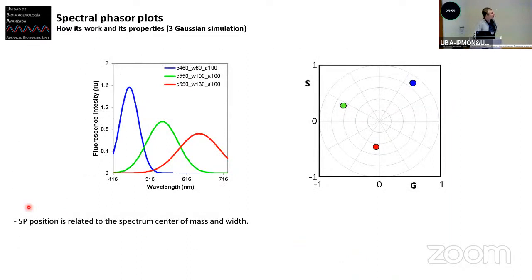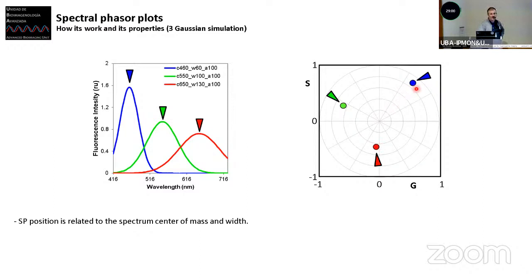So how does it work? If we simulate three spectra with different maxima and with different full width at half maximum, how broad they are, and transform them, the blue will come earlier because it's closer to the beginning of the period, and it will have a distance from the center which is farther than any other because its spectrum is narrow. So as they become greener or redder, you see that it's going toward one revolution counterclockwise, right? And the broader spectrum is going to be closer to the center. So again, by looking at this phasor, now I can tell you that this fluorophore is redder than this fluorophore without even seeing the spectra, just by understanding the rules of the phasor. And I can tell you more. I can tell you that this spectrum is even wider than this one because it's closer to the center.